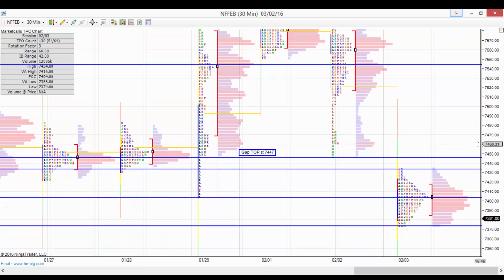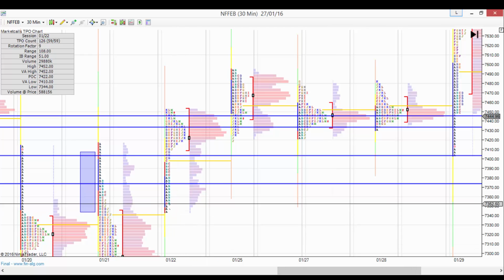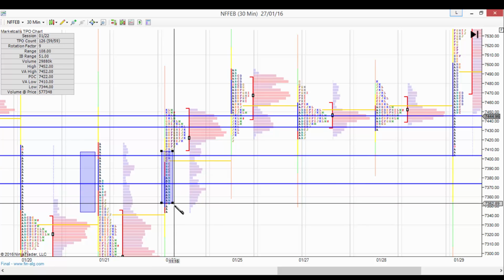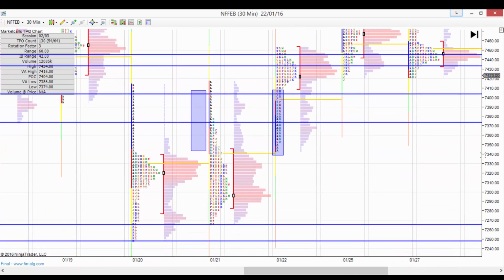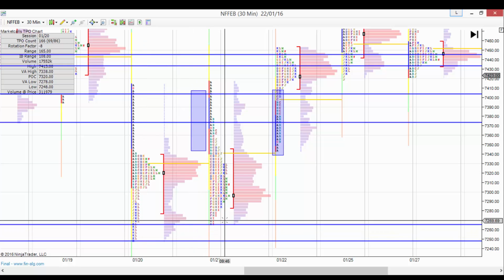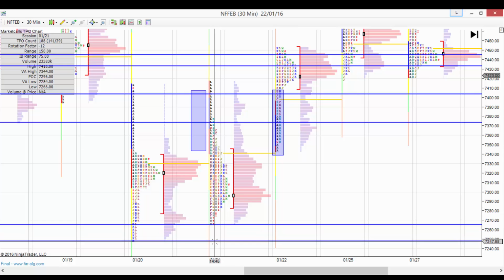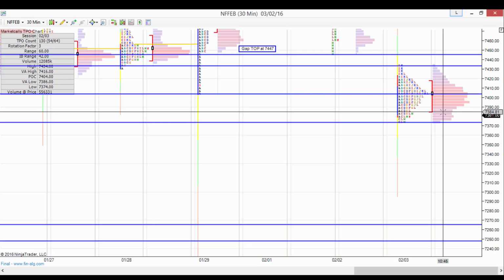Let me scroll through the downside reference levels. On the downside, if I scroll back to 22nd, we saw a short covering rally. So we have a minus development zone over this period. So right now the market is traversing within the minus development zone, right? And we also have poor lows at the very bottom, on 20th and 21st we have back-to-back poor lows coming in. So the poor lows are at 7247 and 7265, right?